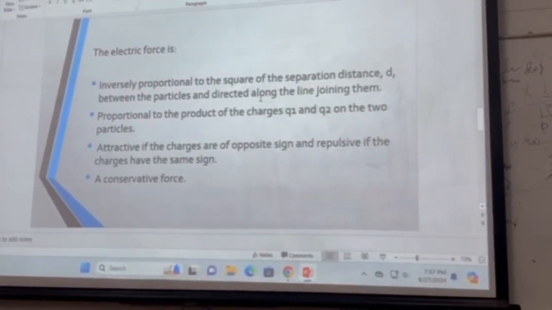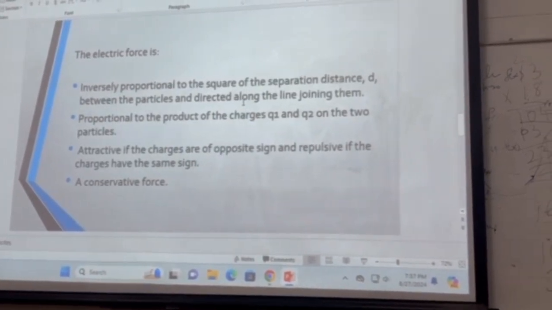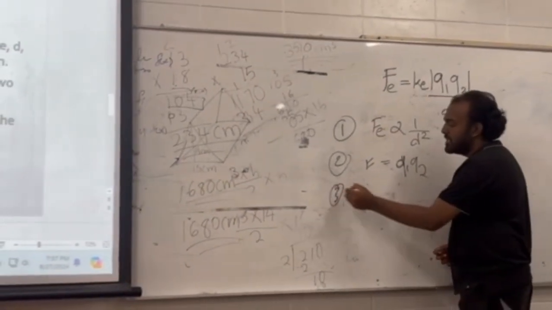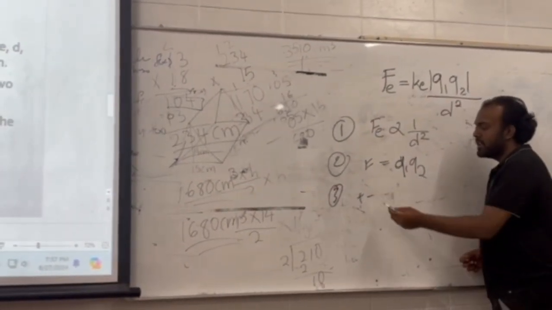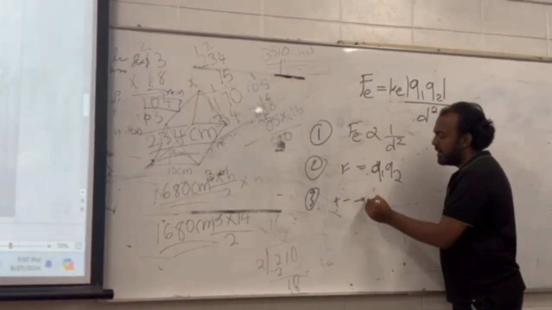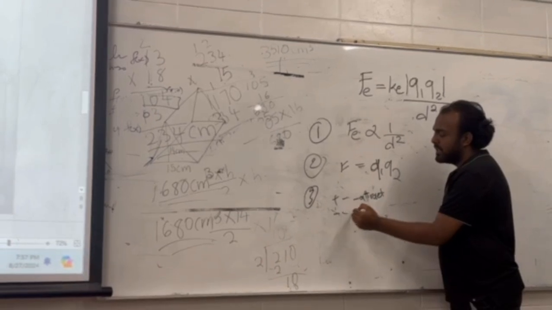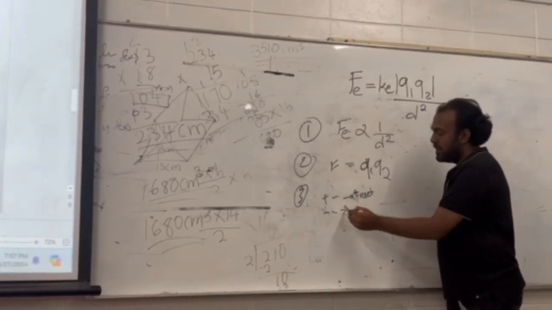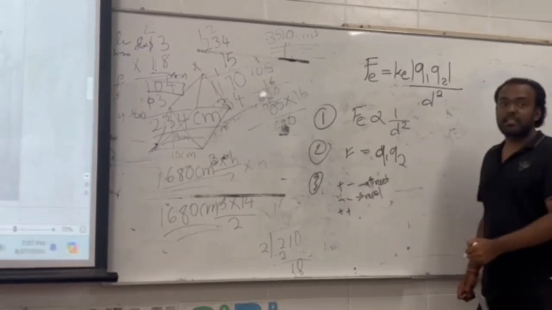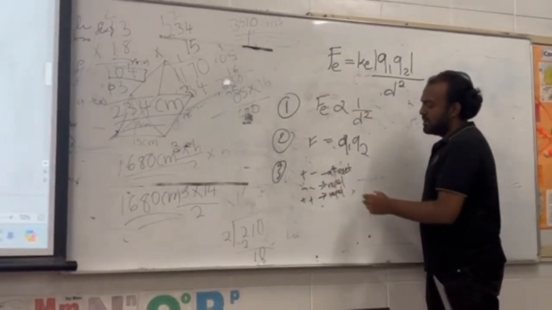Attractive if the charges are of opposite sign, and repulsive if the charges have the same sign. Okay, so that point is about the positive and the negative charges. If there is a positive and a negative charge, they will attract. And if there are two negative charges, they will repel. And if there are two positive charges, they will also repel. So that's it.